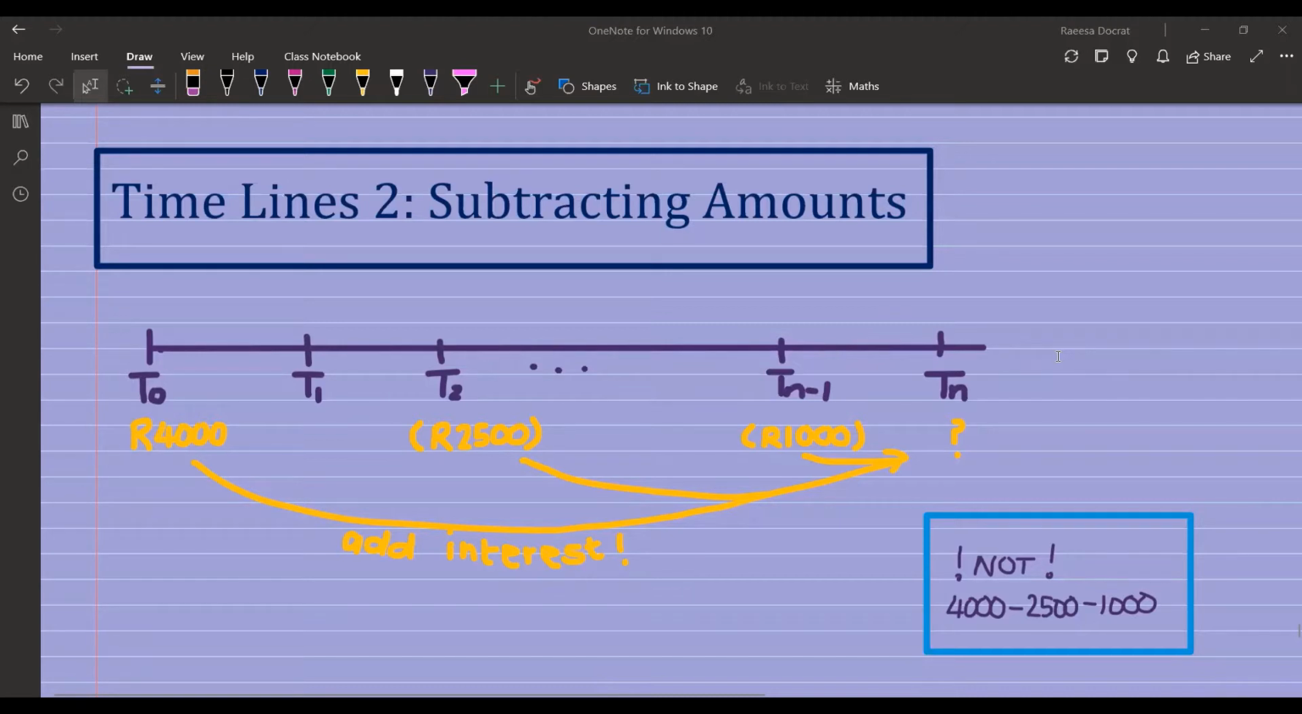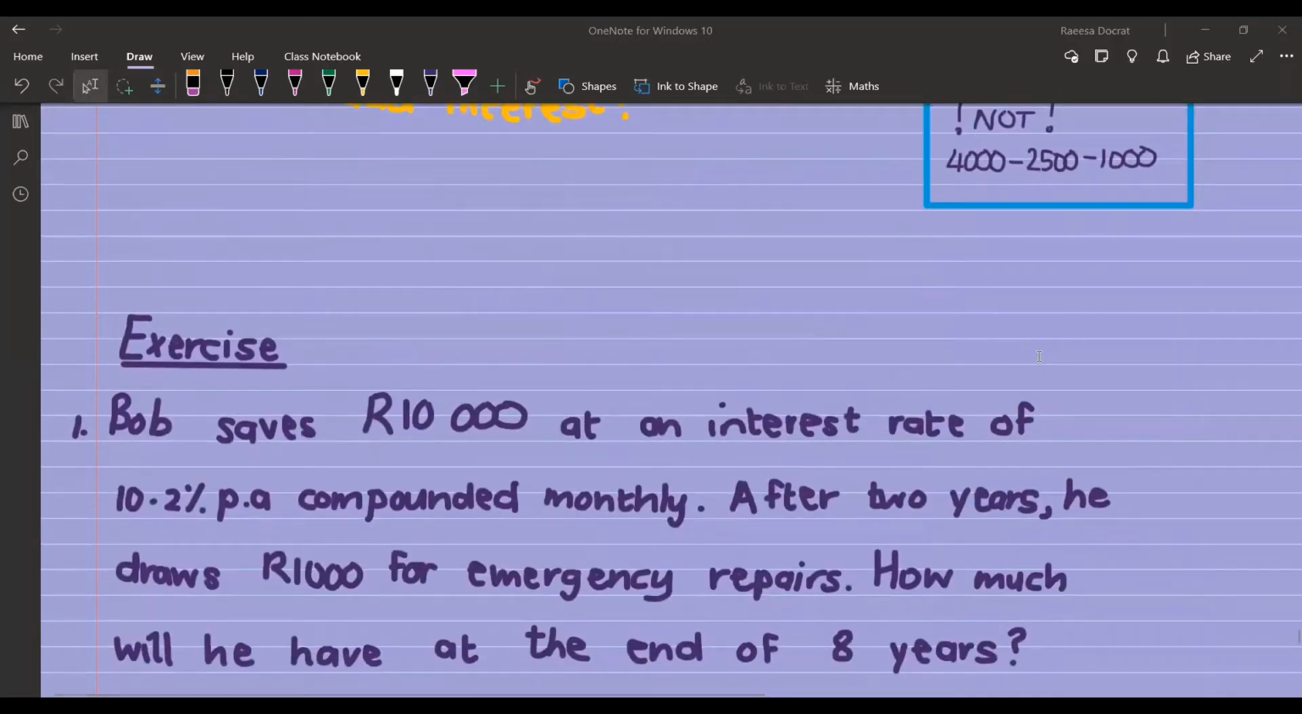In this video, we're having a look at how to subtract amounts in financial maths. Once again, when we are subtracting amounts at different times, we cannot just subtract the values like 4,000 minus 2,500 minus 1,000 like in this example. We have to add the interest and subtract it with the interest it would have accumulated. So let us have a look at some examples.